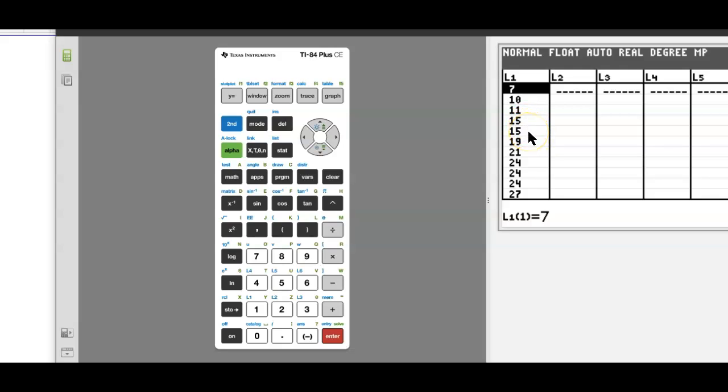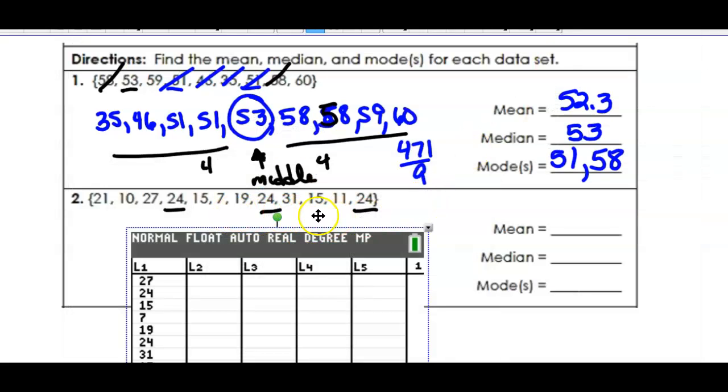So I can see that there's 2 15s and 3 24s. So the mode is going to be 24 because there were 3 of those. I underlined them and figured that out ahead of time. Okay, so the mean was 19, the median was 20, and the mode was 24.